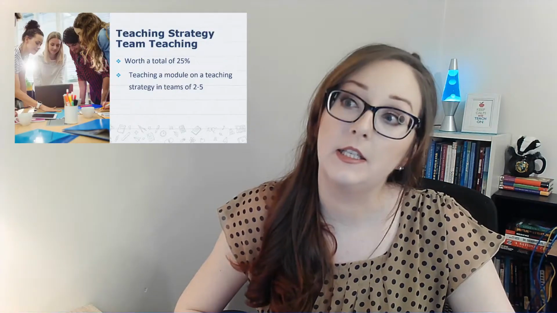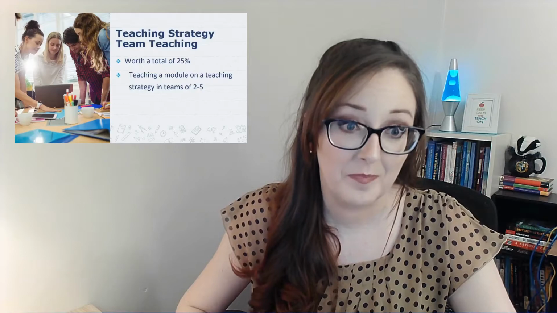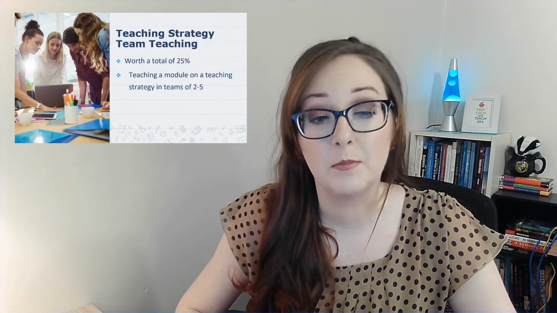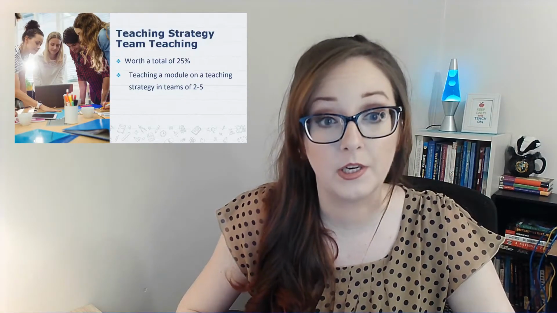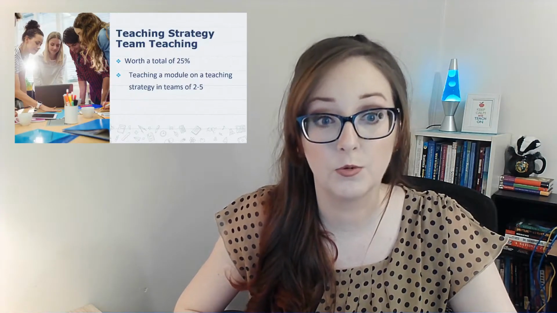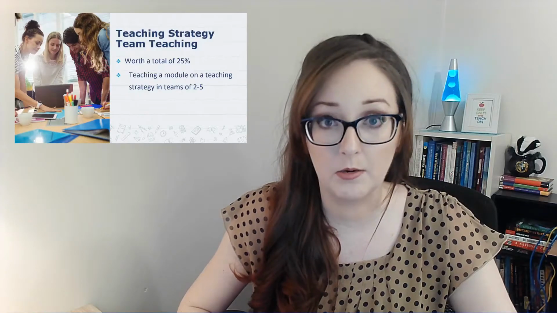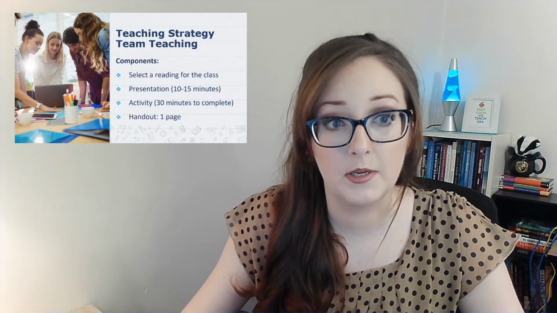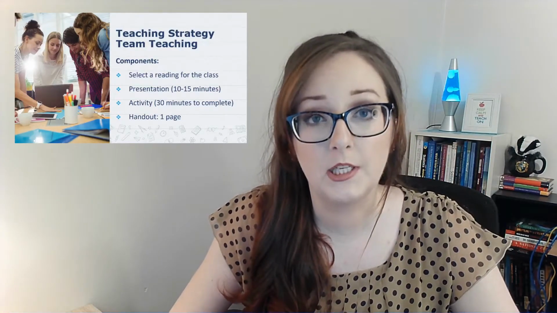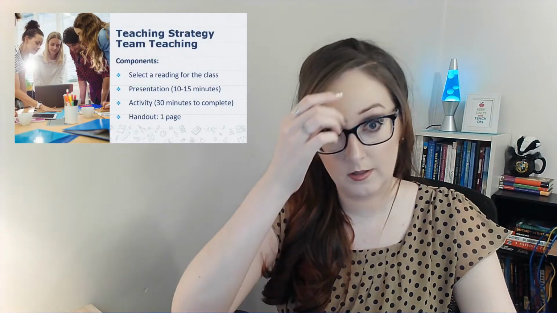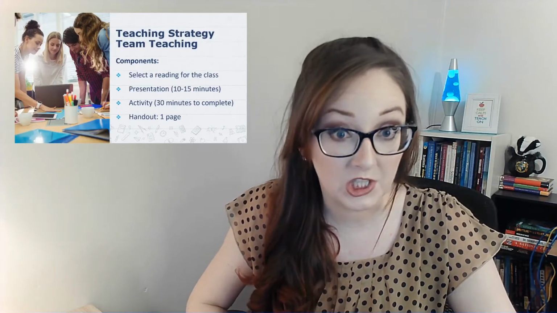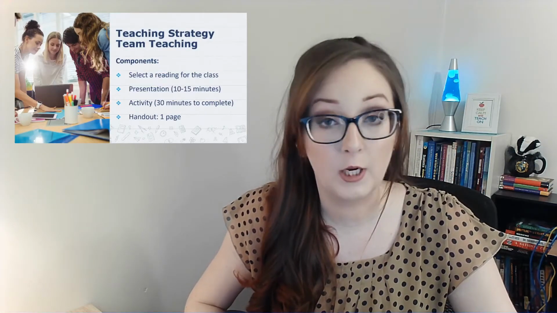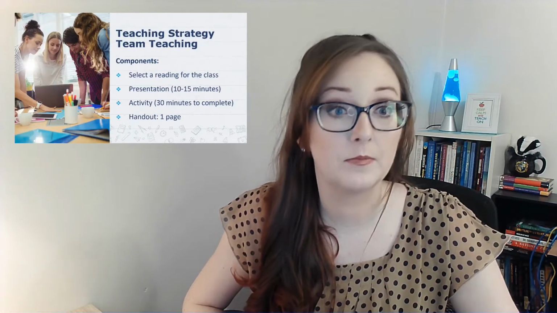Next up is the teaching strategy team teaching. For this assignment, you'll be working in teams of 2 to 5 to teach a module on a teaching strategy. This is worth 25%, and there is an analytical rubric in Appendix E that I'm going to be using to assess this. And there are a few components to this assignment. So first, your team will need to select a reading for the class on the teaching strategy that you are teaching on. You can also identify a couple of optional readings or additional readings.